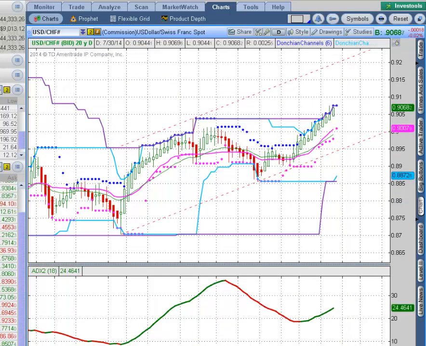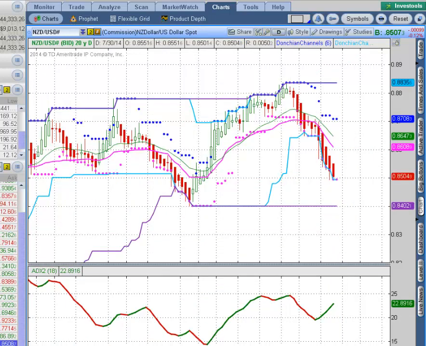The third pair is the US dollar Swiss franc. This has been in a medium-term uptrend channel, and we would be looking at a bullish trade. If this pair were to consolidate for a couple of days, it might be a trade worth taking. However, the ATR is only 29 pips.